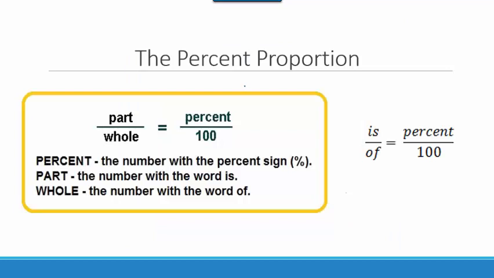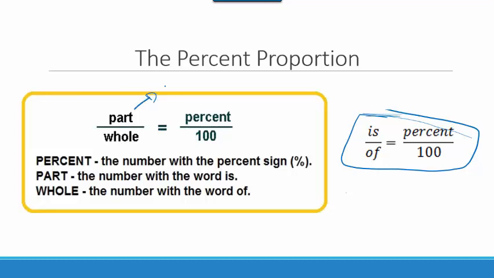Now, if you're given very simple proportions, there's a little shortcut you could use to solve them. The one that I like is here. It's is over of equals the percent over 100. And I know that doesn't mean anything to you right now, but it will in just a second. If you're given a word problem, I would tell students to set it up as the part of something out of the whole thing is equal to the percent over 100.